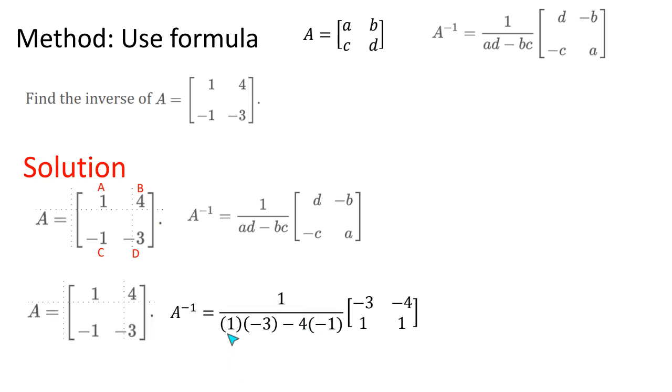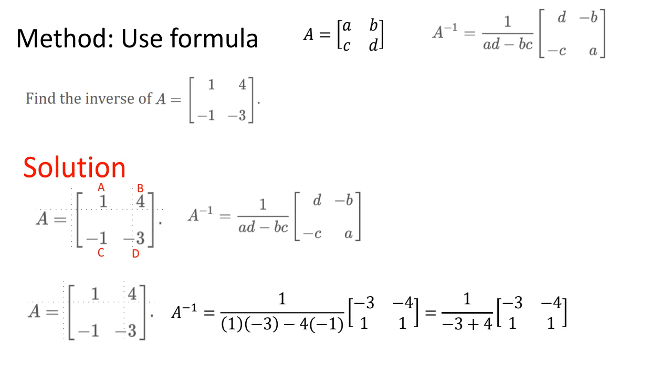So we get 1 divided by A, which is 1, times D, negative 3, minus B, which is 4, times C, which is negative 1. Notice that I switch my A and D. So now instead of having 1, negative 3, I have negative 3, 1. And then I'm going to switch my signs. So B is positive, so I'm going to make it negative. And C is negative, so I'm going to make it positive.